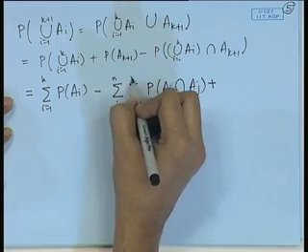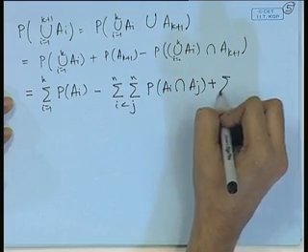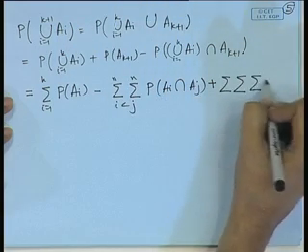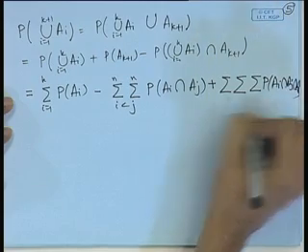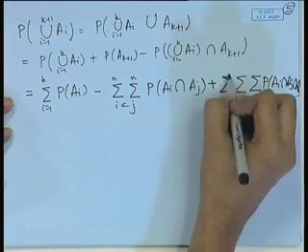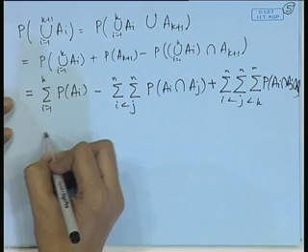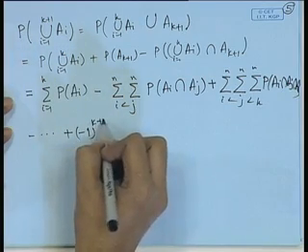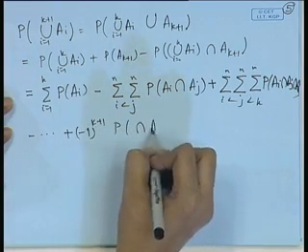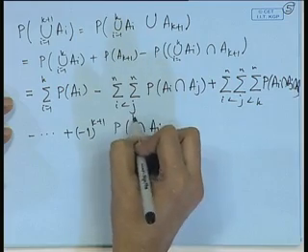Now, these sums are up to n, triple summation probability of Ai intersection Aj intersection Ak, i less than j less than k, the sums are up to n, and so on, plus up to minus 1 to the power k plus 1 probability of intersection Ai, i is equal to 1 to k.